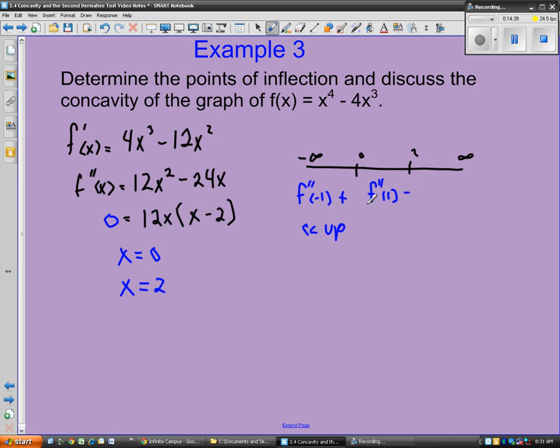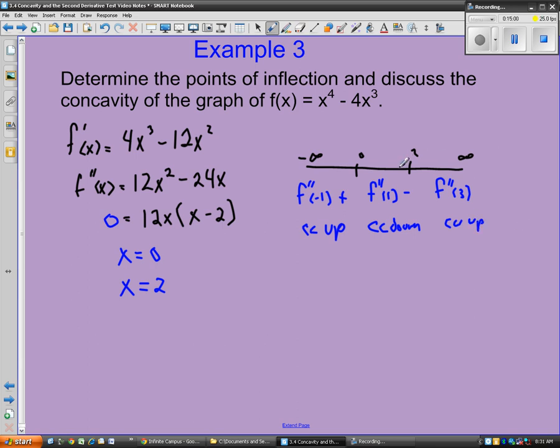But it doesn't always work like that, so be very careful when you do these. And then the next one, if I put in something like f of 3, I get a positive and a positive, so we are concave up. And so the points of inflection are basically telling us the concavity that we're dealing with, and that's really all we're trying to do.